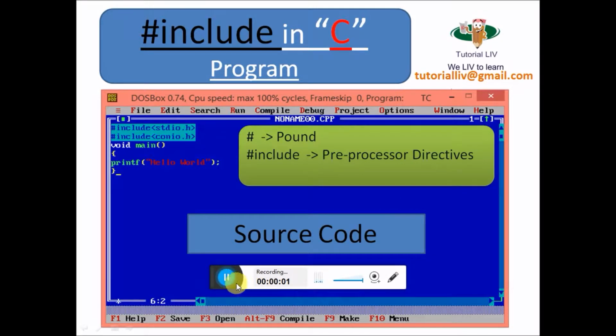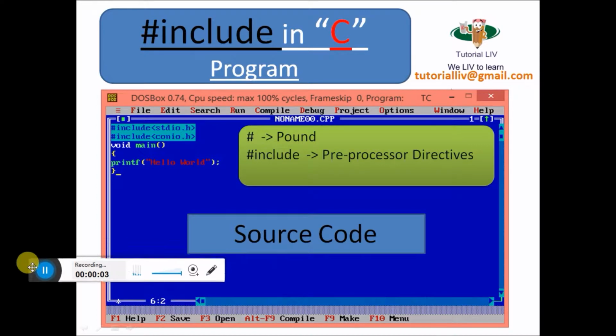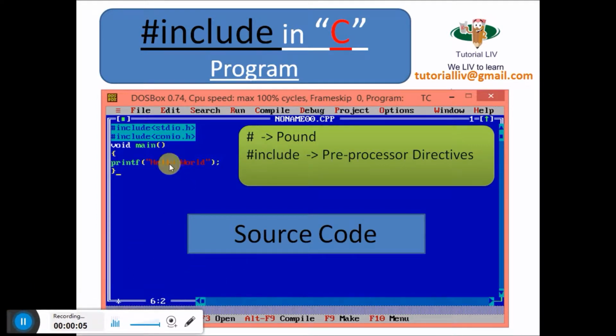Welcome back, friends. So today our topic is hash include. We have already discussed the header files stdio.h and conio.h, and now we are going to discuss hash include. What does it mean? Why do we include it, or why do we write it before stdio.h or conio.h header files, how does it work in our program, and what is its main functionality?